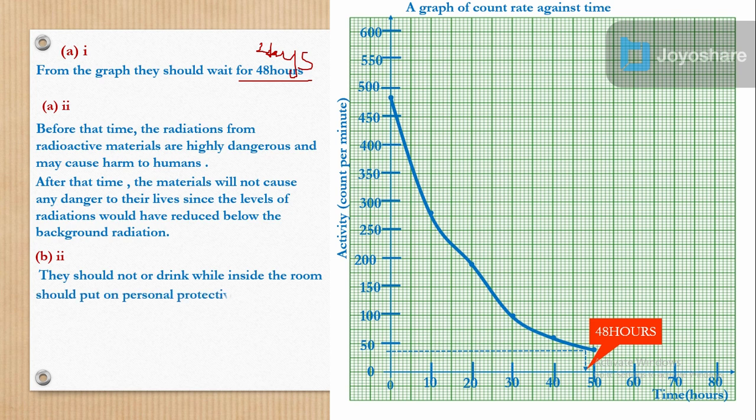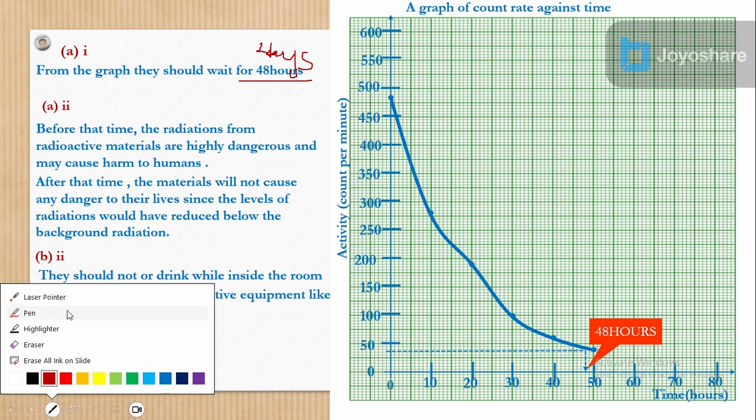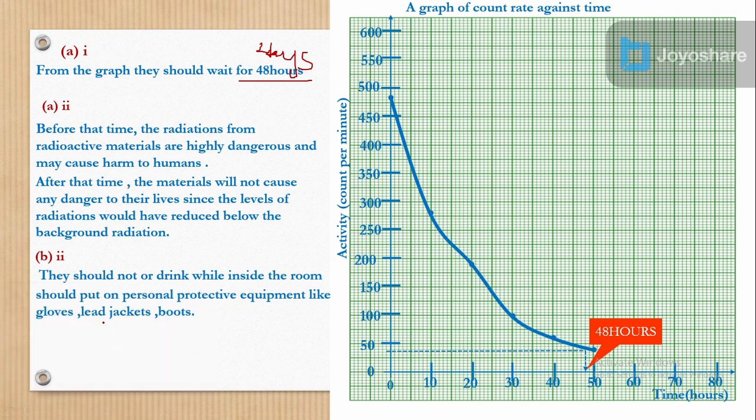They should put on personal protective equipment like gloves, lead jackets, boots, protective gear in simple terms. Cover all the wounds with thick wool, because the wounds may absorb those radiations and you may end up contracting cancer.